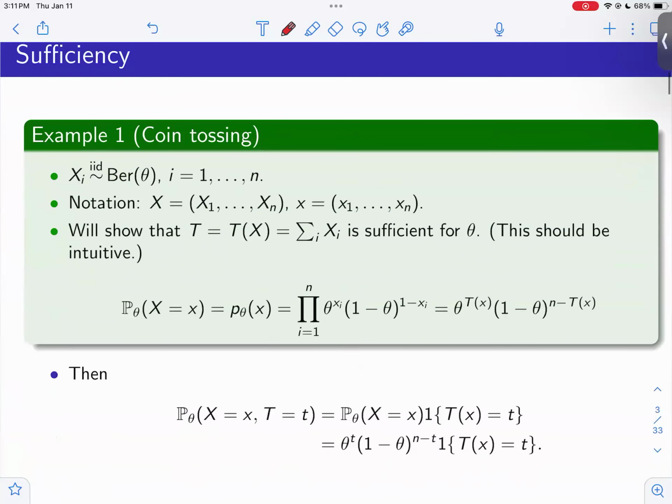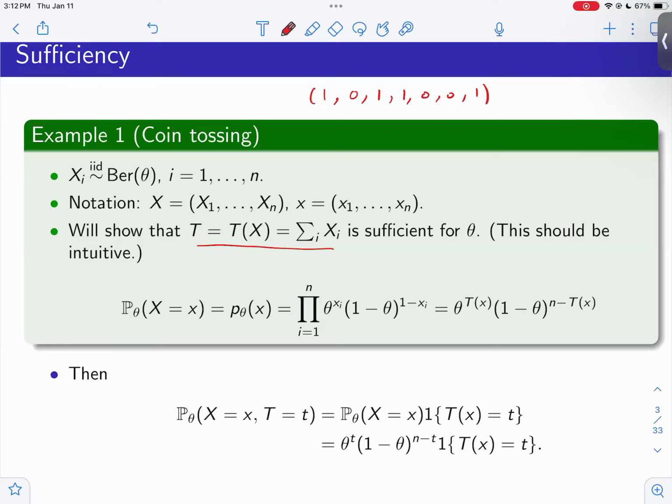Let me give you an example, then it becomes a little more clear. Suppose you have the Bernoulli trial example that we had. I'm going to use this notation: capital X for the random variable, little x for the realization. So the realization of capital X is this little x. We claim, or want to show, that the sum of these x_i's is sufficient. If I observe this Bernoulli trial, I get a sequence of zeros and ones. Intuitively, if I want to estimate theta, I don't need the sequence. I just need how many ones there are, the sum, right? That's the intuition, and that's what sufficiency captures.